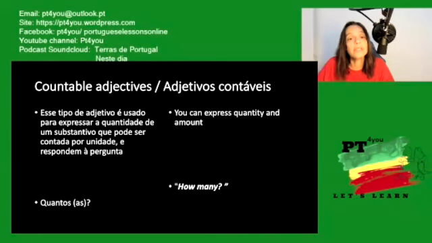And now let's go to the countable. This is the idea where you can express quantity and amount. In English you have a different question, how many. But don't forget that in Portuguese you have the same question: quanto, quanta, quantos, quantas. What's the difference? In how much, you never change. It's always quanto. In the idea of how many, then you have to change. Why? Because you're thinking about something, and that something, as you already know, always has a gender.